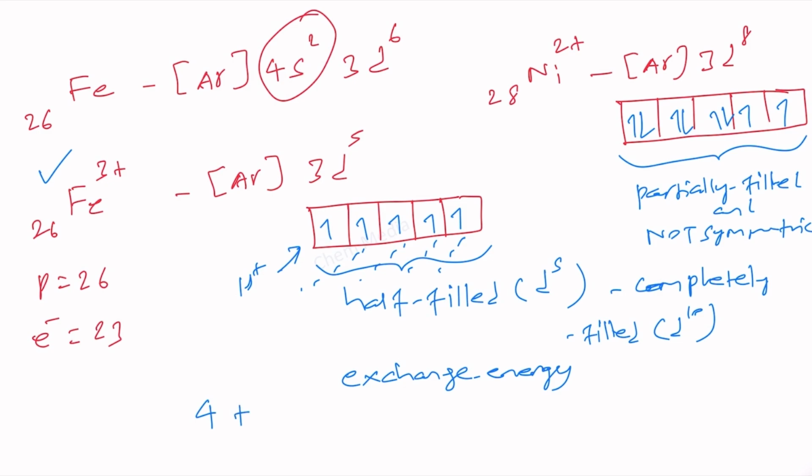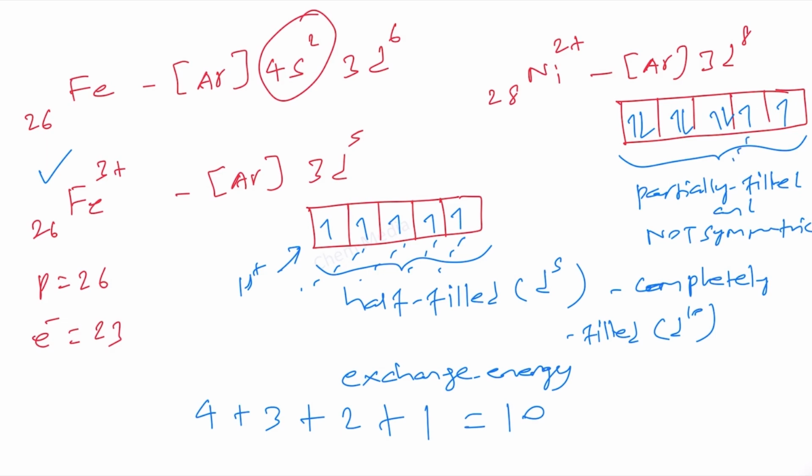Likewise, when the second electron comes in, 3 different exchanges are possible. Then when the third electron comes in, 2 different exchanges are possible. Then when the fourth electron comes in, 1 exchange is possible. So therefore, overall 10 different exchanges are possible when we have half filled d electrons. Whereas here only 1 exchange is possible.